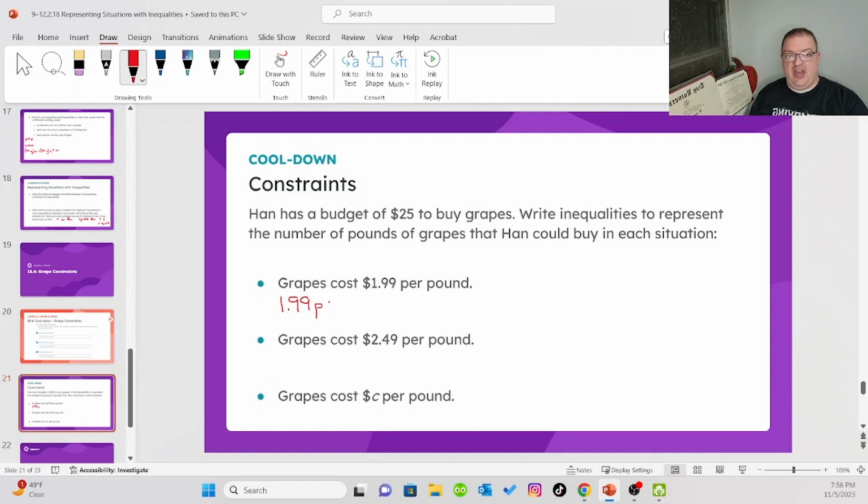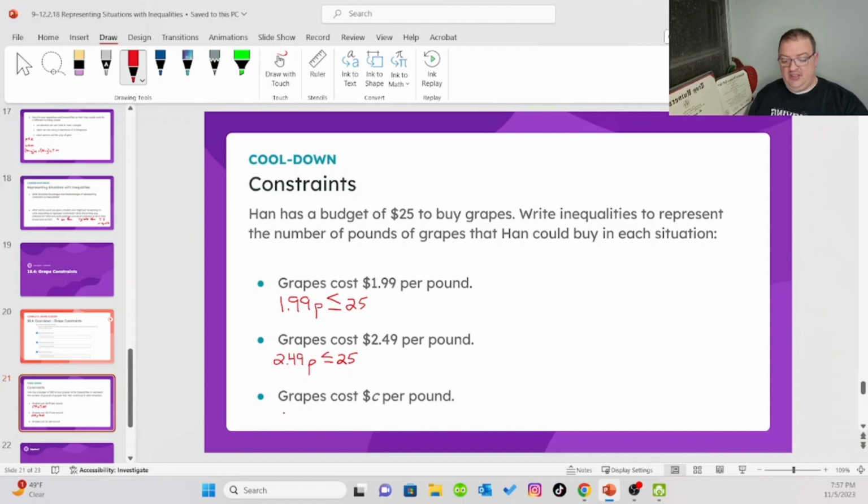1.99p. If I have a budget, that is the most amount of money that I can spend. So when I buy something, it must be less than or equal to my budget. It cannot be more than my budget. Now they're going to change it from $1.99 per pound to $2.49 per pound. So that's the only part that needs to change. We can still use P for our pounds, and it would still have to be less than or equal to the budget. We cannot go over the budget.